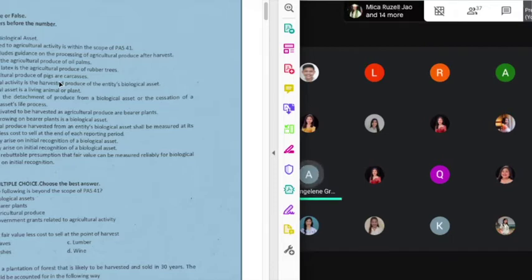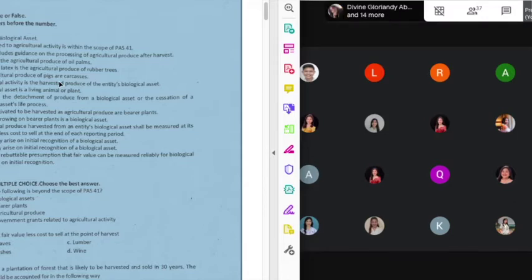For number 10: Plants cultivated to be harvested as agricultural produce are bearer plants. Number 10 is false, class. For bearer plants, their primary use would be as a source of agricultural produce, not the products themselves. Class, very important definition, very important concept.